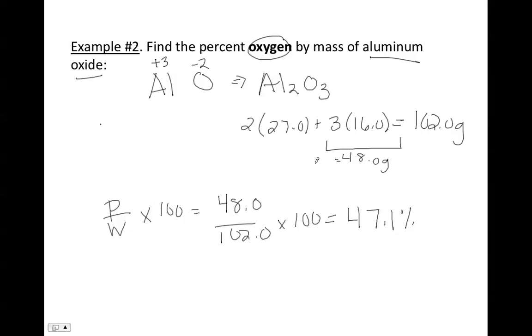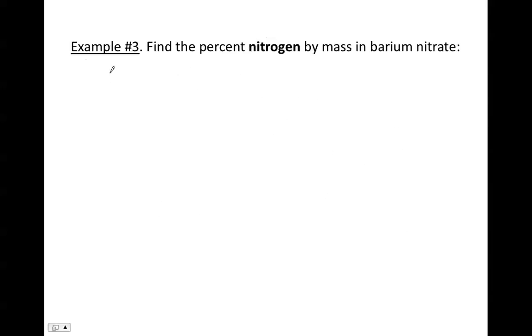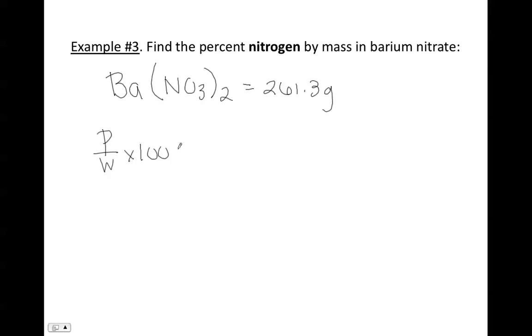All right, moving right along. Now we have barium nitrate, which when you balance out the oxidation numbers and charges, you should get this formula. That has a mass in total of 261.3 grams. So now again, I'm going to do part over whole times 100. So I have 2 nitrogen here.